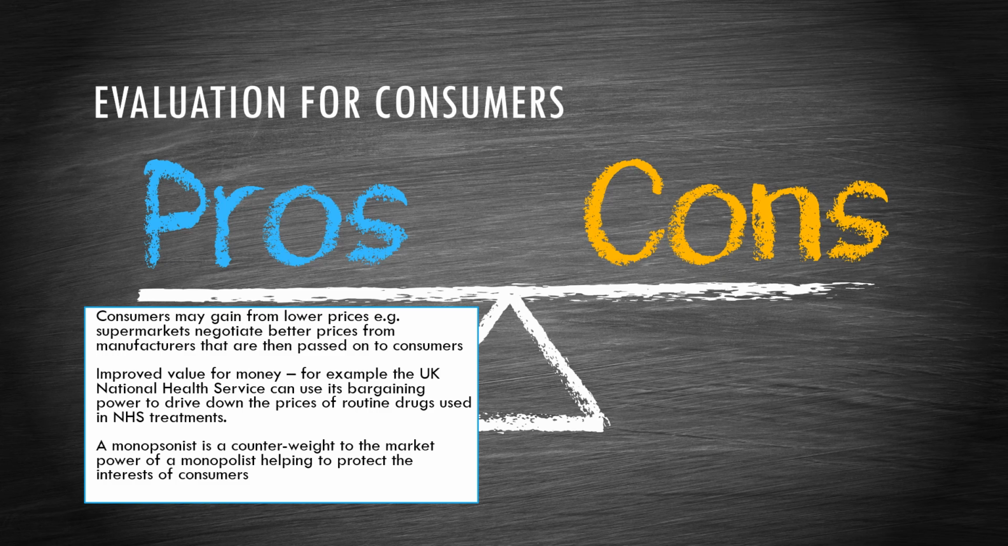A monopsonist can often be the counterweight to the market power of a monopolist, helping to protect the interests of consumers. So if we have one electricity company in the market, as consumers, rather than face the monopolist individually, what we might do is form an organisation that we're all members of that buys electricity from the electricity provider. So we create a monopsonist, a single buyer, to match the power of the monopolist.